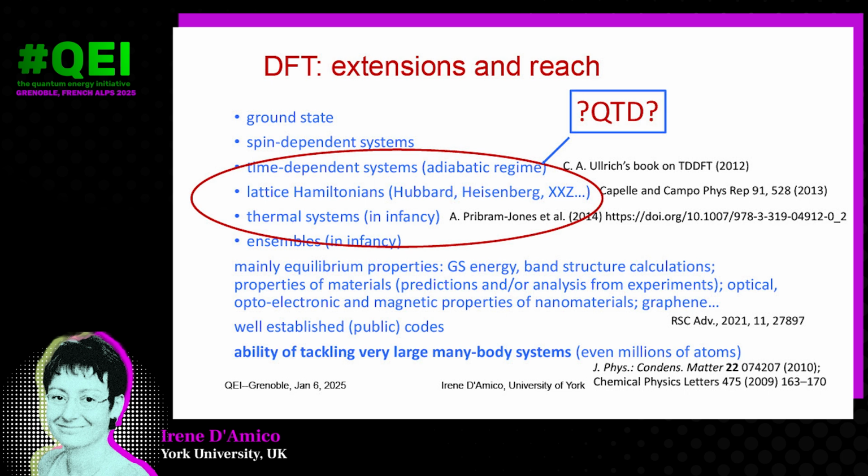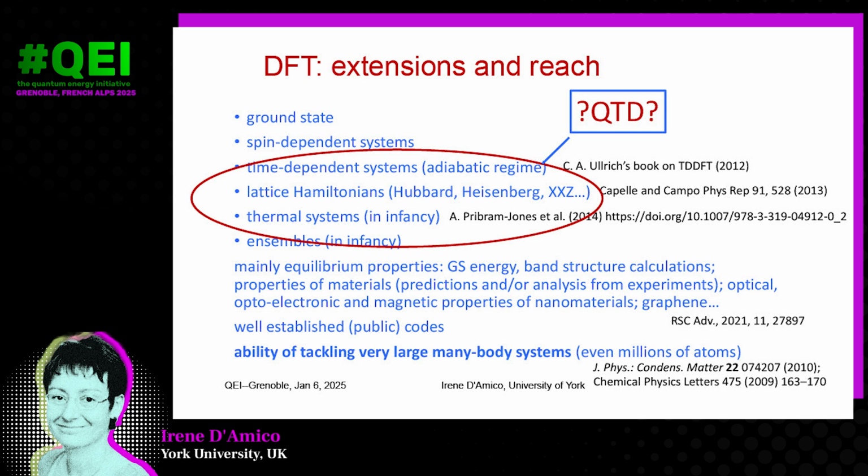Mainly, density functional theory has been used to calculate equilibrium properties, for example, ground state energy, band structure calculations, properties of nanostructures, like optical properties of nanostructures, magnetic properties of materials. It has been used to study graphene, and so on and so forth. There are well-established public codes for calculating this type of properties.